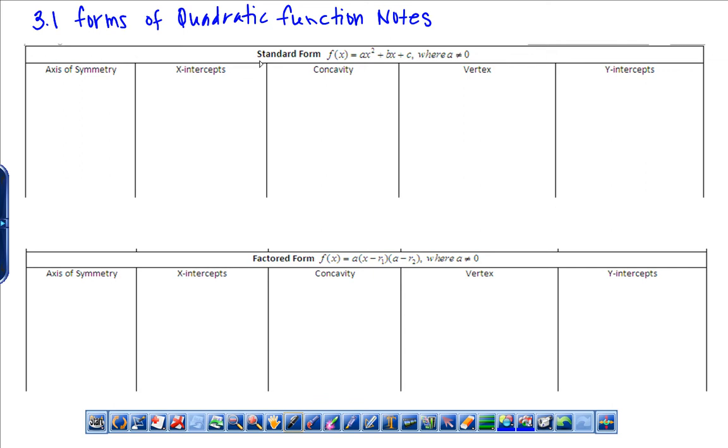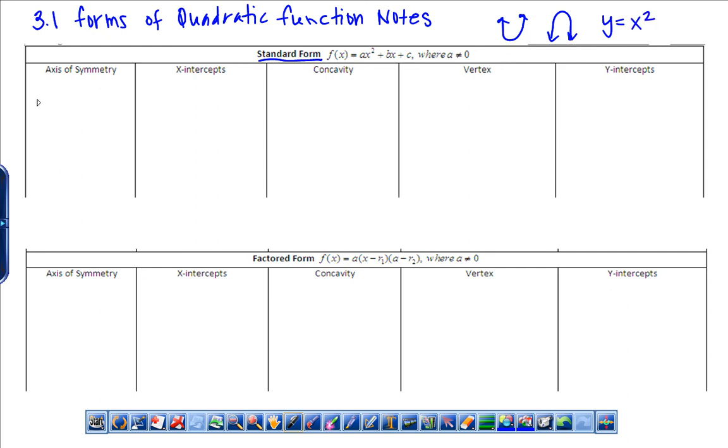Okay, so the first way is your standard form, which you have seen. It's ax squared plus bx plus c. I'm just going to break down the different things that you can find from your standard form. First of all, remember a quadratic function looks like either a U or upside down U. And your parent function is y equals x squared.